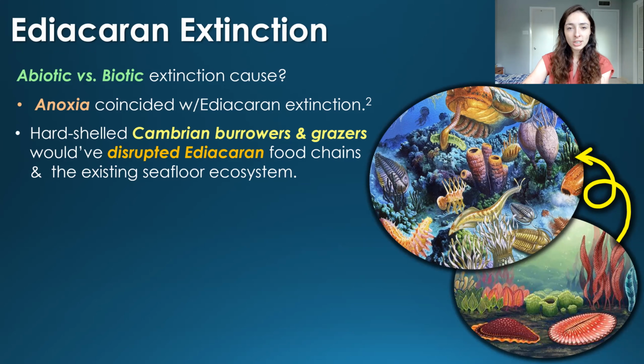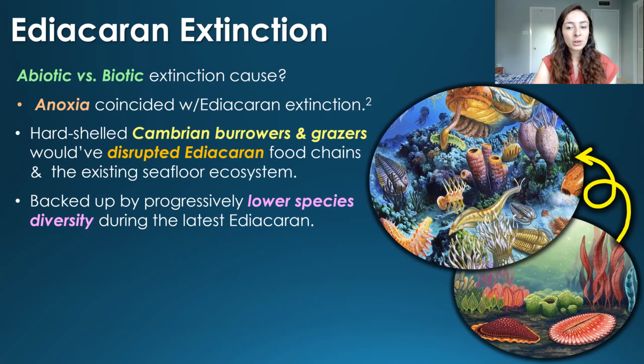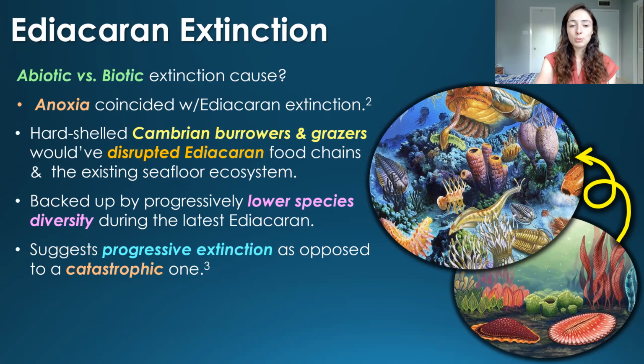However, biologically, there were hard-shelled Cambrian burrowers and grazers that would have disrupted the Ediacaran ecosystem and food chain. And this theory that Cambrian organisms disrupted Ediacaran fauna and kind of led to their decline is backed up by progressively lower species diversity during the later Ediacaran. That suggests a more progressive extinction as opposed to a catastrophic one, as is typically the case for abiotic extinctions. They're a little bit more catastrophic and all at once. So we would think that the progressive nature of this lower diversity trend would be due to more so biological competition, grazing, burrowing, all that stuff.